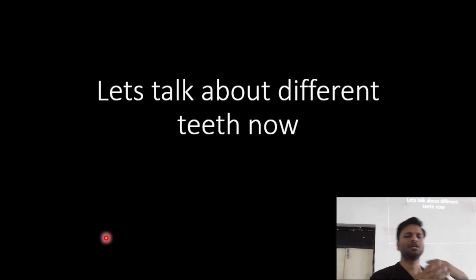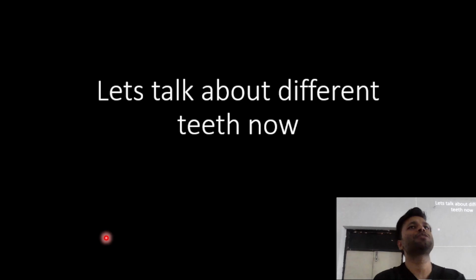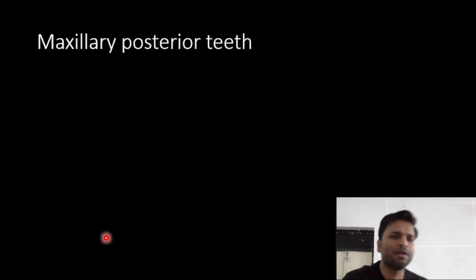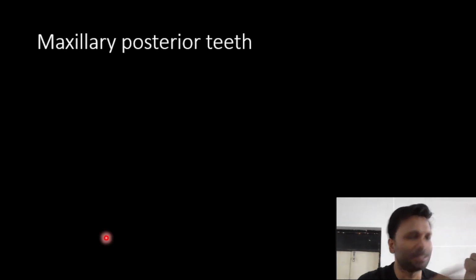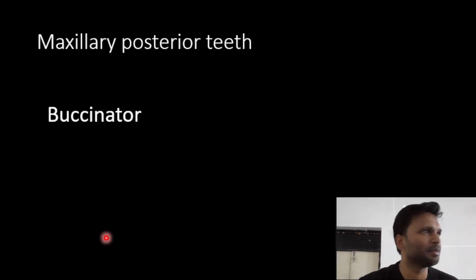So let us talk about the different teeth. Which teeth will cause which space infection? So first, maxillary posterior teeth. What do you think? Which muscle is attached to maxillary posterior teeth, which is relevant to space infection? Only buccinator. Okay. So we're going to talk about the buccinator muscle.